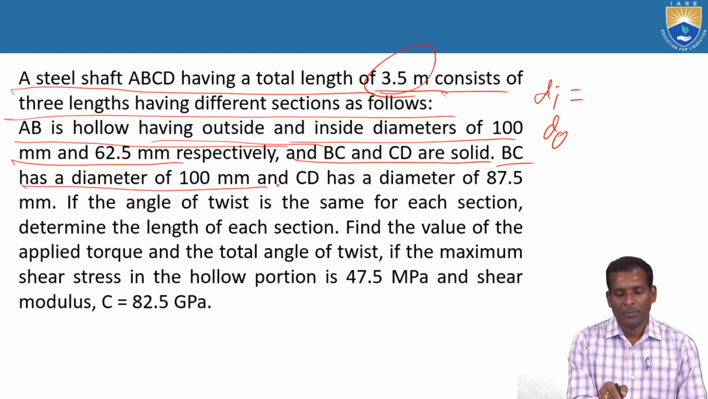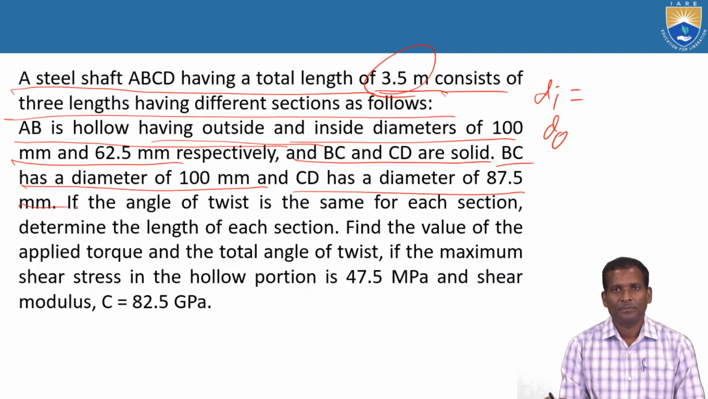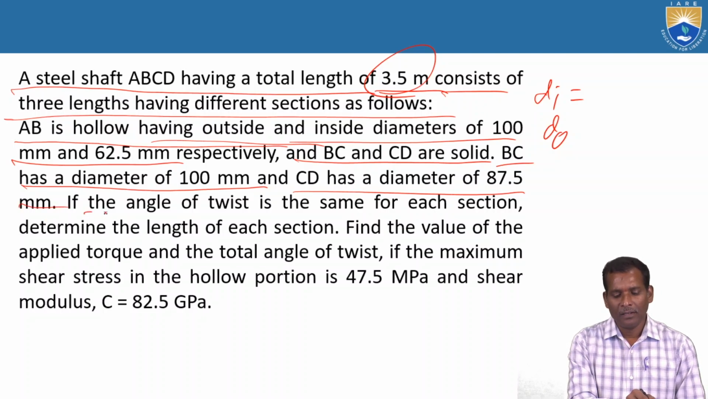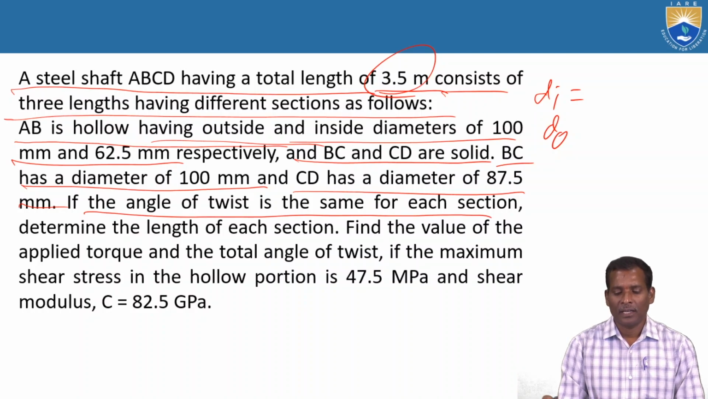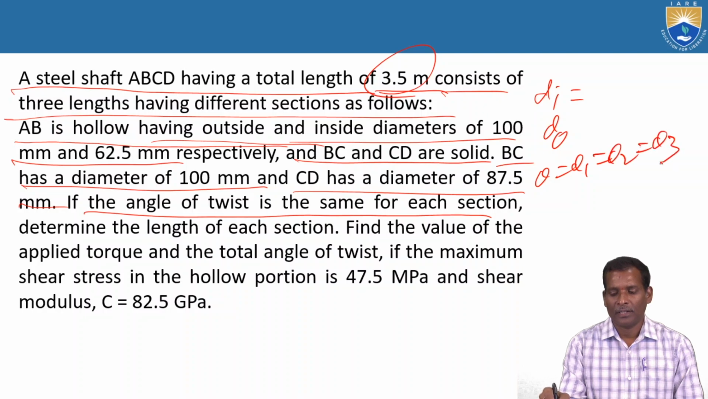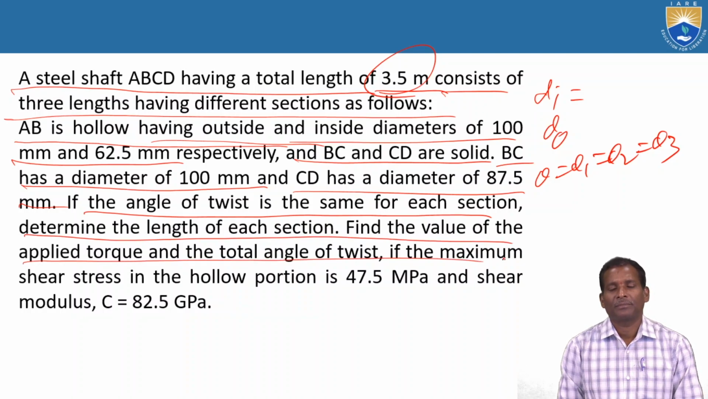BC has a diameter of 100 mm and CD has a diameter of 87.5. If the angle of twist is the same for each section, theta is equal to theta 1, theta 2 and theta 3. Determine the length of each section, find the value of the applied torque and the total angle of twist.